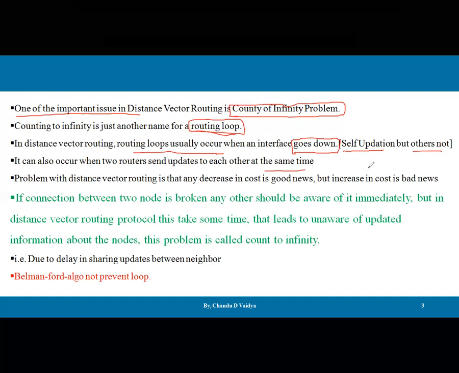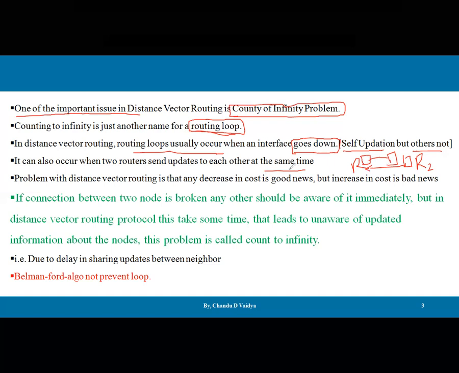Let's say there is R1 and there is R2. Each time R2 is sharing its table with R1, and at the same time R1 is sending the packet to R2. And if a comparison is made, and somebody's link is going to fail, and someone is telling that I have a path to reach that particular destination, so definitely the other will accept that particular information.